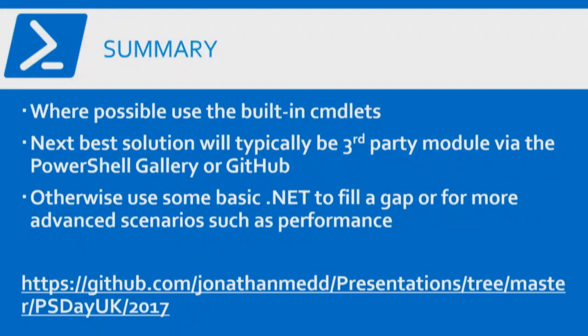So that's it from me. Thank you for coming along. So the summary is, where possible, use the built-in cmdlets. As we know, they don't always exist. So your next best solution is typically to go out to a third-party module in the PowerShell Gallery or on GitHub, look around, and see what's the best thing. Otherwise, you may need to use some basic .NET, so get yourself familiar with how that works to fill in the gap, or for some of these more advanced scenarios. As I said, all those examples are on my GitHub account. You can find them there.